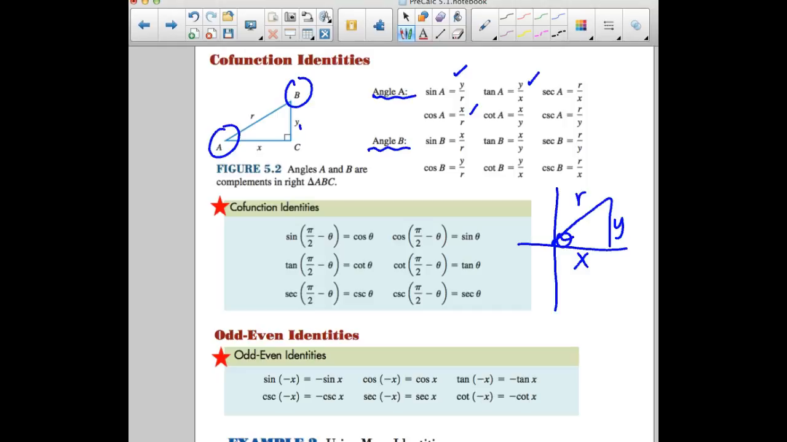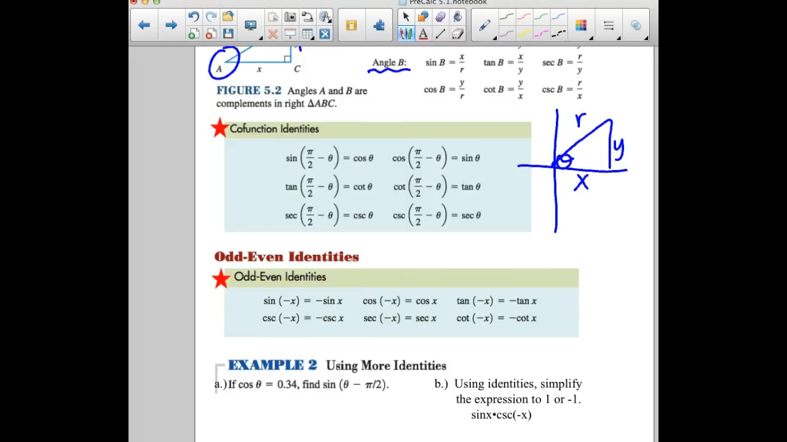Okay? The next chart deals with the cofunction identities. We had one exploration in Chapter 4 where we looked at this and said complementary angles. All right, so think about if we have an angle theta and we take 90 or pi over 2 minus theta, those are complementary angles. So we're saying that the sine of the complement is the same as the cosine of the original one. The cosine of the complement is the same as the sine of the original one. And that works for tangents and cotangents, secants and cosecants as well.